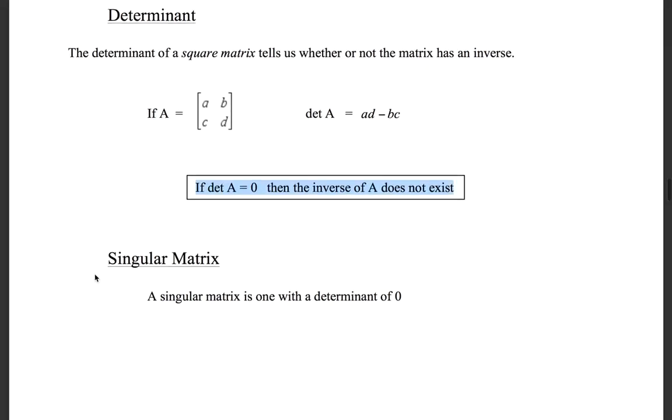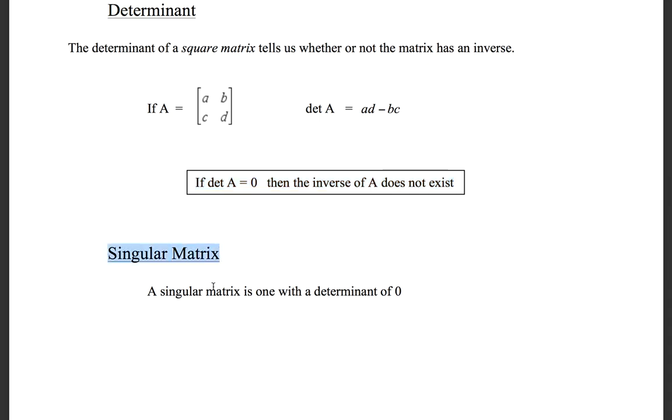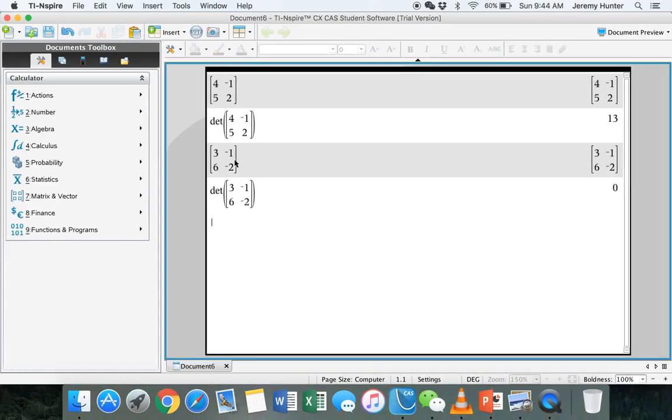If we look back at the summary, a singular matrix is a matrix that has a determinant of 0. So going back here, we would say that this matrix is singular, and this matrix is not singular. In matrices, the term singular purely refers to whether the determinant is 0 or not. If the determinant is 0, the matrix is singular, which means that the inverse does not exist. If the determinant is not 0, then the matrix is not singular, which means the inverse exists.